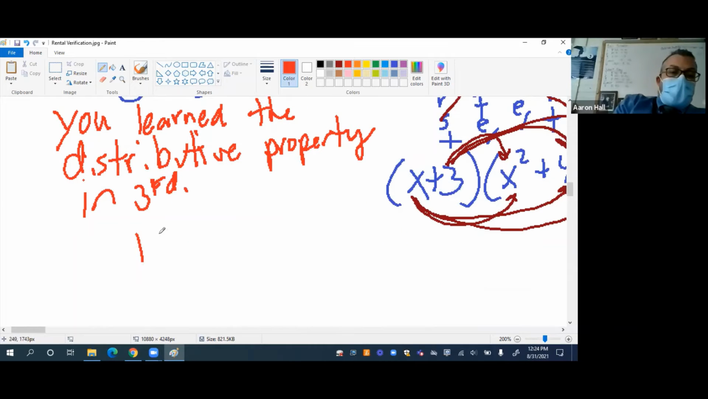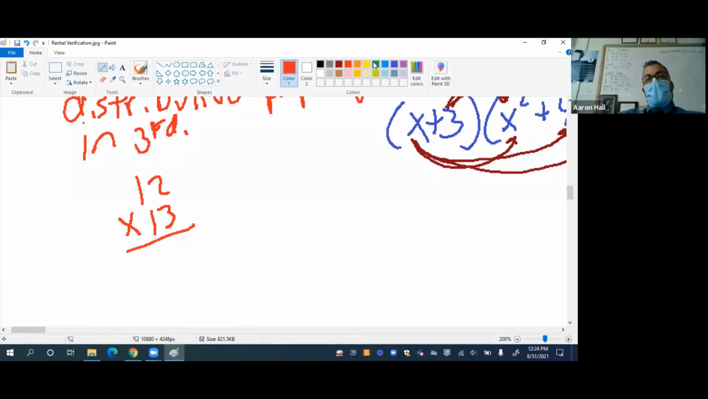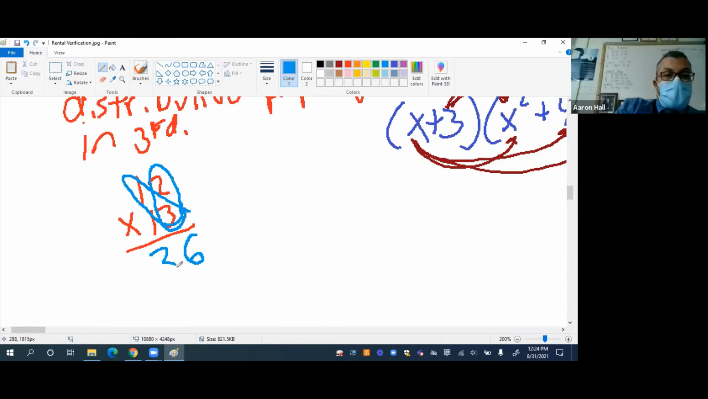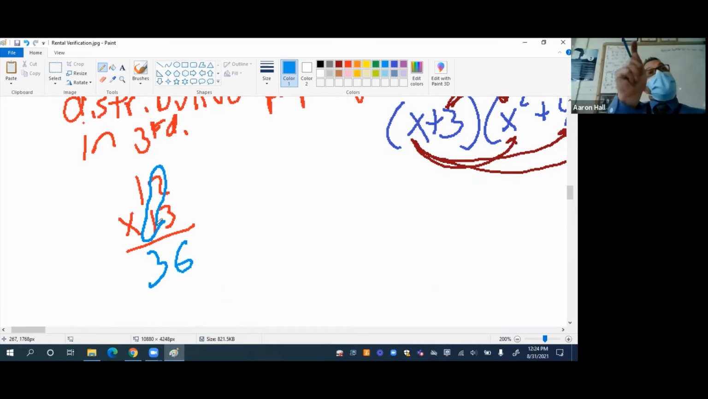What do you do with this? How do I do this by hand? Yeah, we distribute the 3. That gives us 6. Distribute the 3 here. It gives us 3. Now what? Now you distribute here. And because we're distributing 10, we need to have a placeholder here, right? So what does that give me?